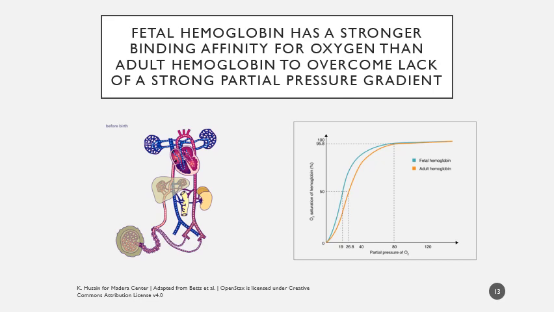So if we look at the oxygen hemoglobin dissociation curves for fetal hemoglobin and adult hemoglobin, fetal hemoglobin is farther to the left. That indicates higher binding efficiency or affinity, and so the fetal hemoglobin is going to snatch up the oxygen way more easily than the adult hemoglobin does.